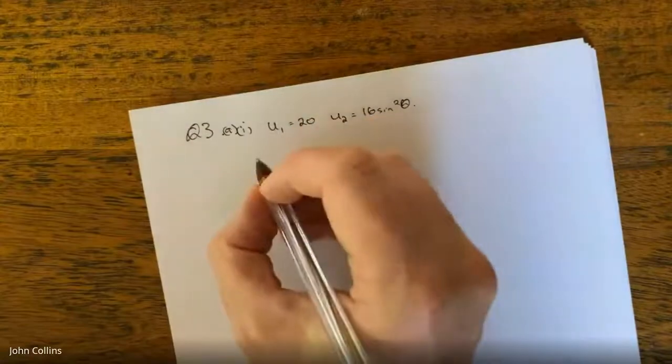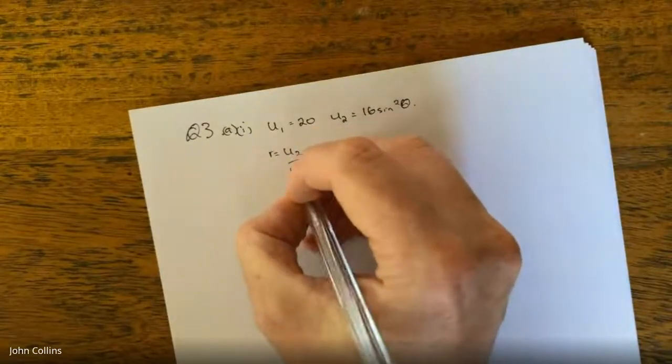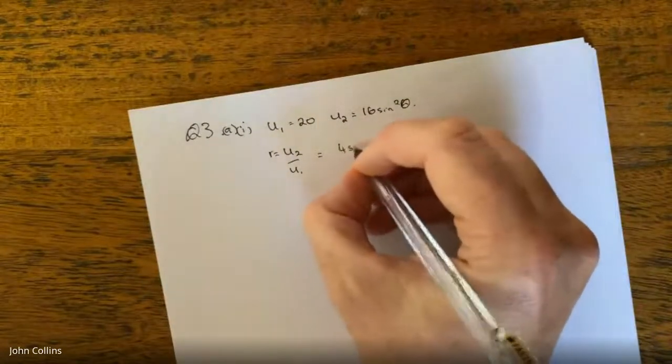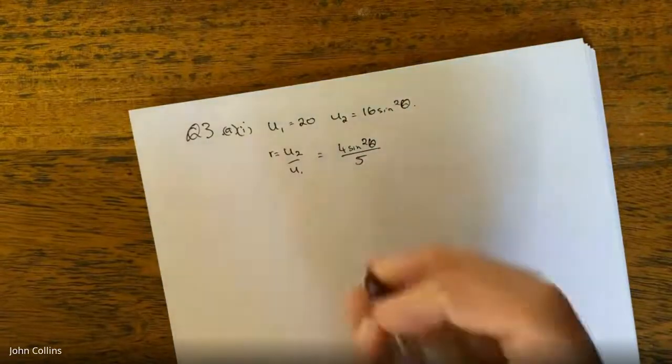I think I got the expression, but I didn't get the ratio. Oh yeah, what was the expression? 4 over 5 sine squared theta? Yep, that's it. So the ratio is just going to be U2 over U1, same as usual. When you simplify that fraction down, you get 4 sine squared theta over 5. Okay, so that'll be the first part.